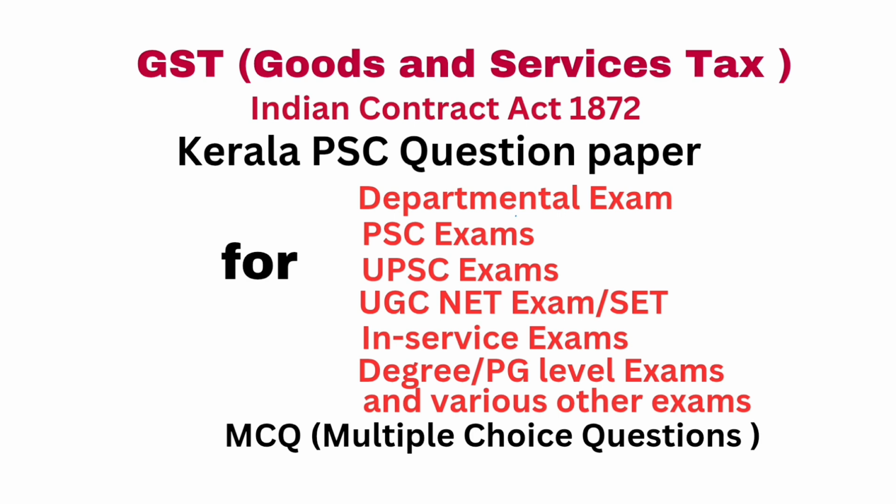Answer, nil. Question number 44. TDS deducted is to be paid to government within dash days after the end of the month of TDS collection. Answer, 10. Question number 45. Which is the maximum amount of late fee for delay in furnishing TDS certificate? Answer, 5,000 rupees.